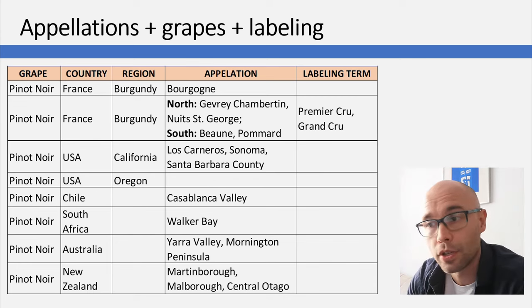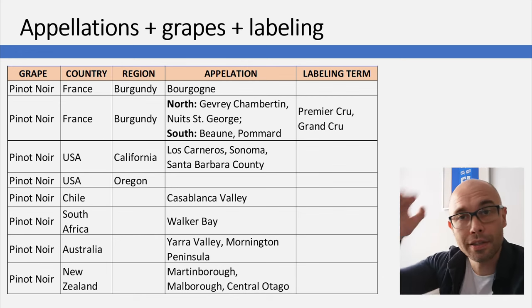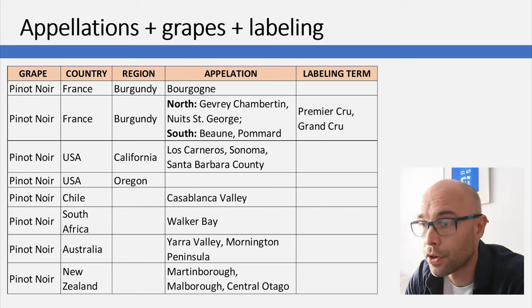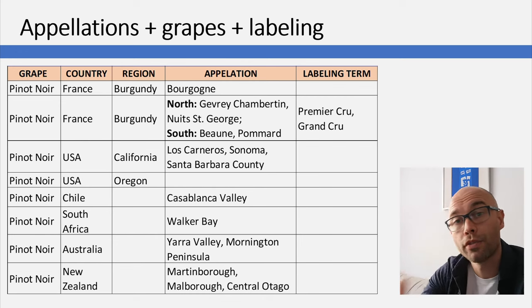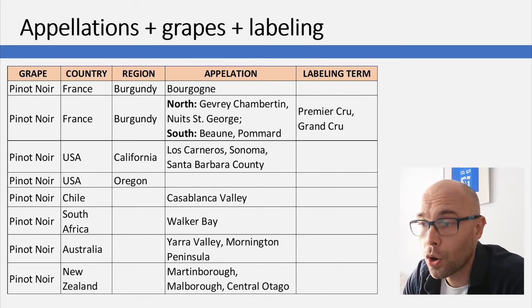In the United States, you need to remember two states, California and Oregon. Oregon is in the north. It has a little bit cooler climate than California. In California, you need to remember Los Carneros, Sonoma, and Santa Barbara County, all of which are located on the coast of the Pacific Ocean.